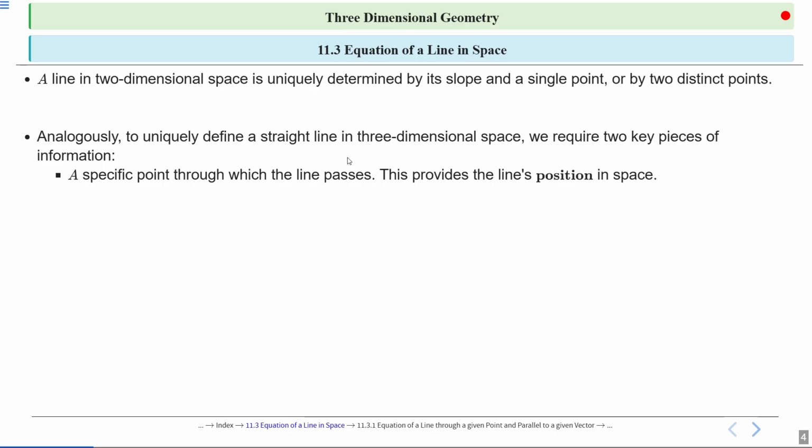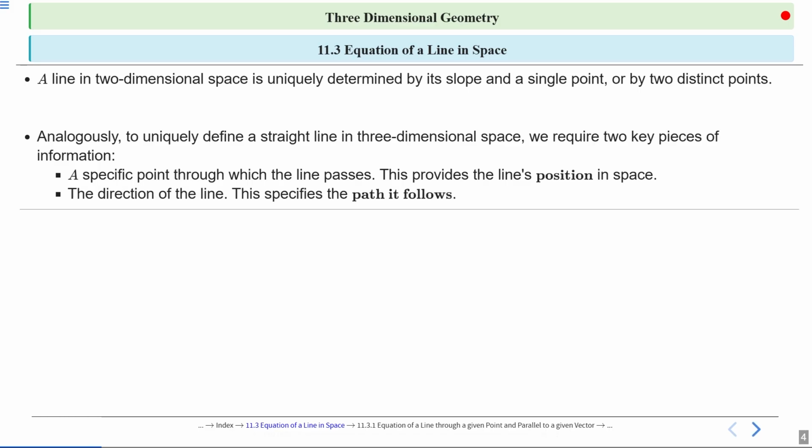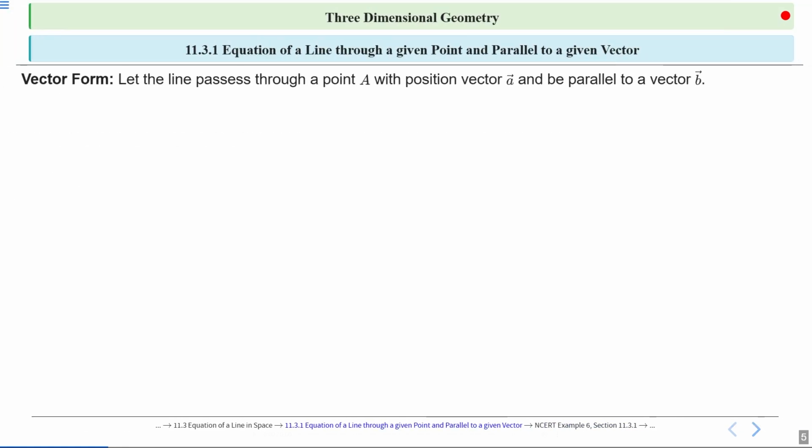So the first thing we need is a specific point through which the line passes. This point gives us the position of the line in space. The second thing we need is the direction of the line. This tells us the path the line follows in space. So let's start by looking at the vector form of a straight line in three-dimensional geometry.